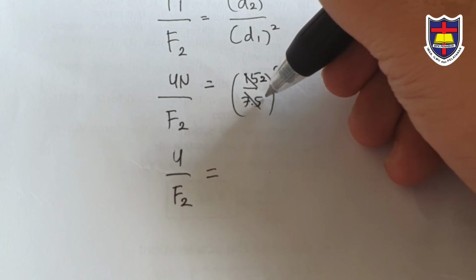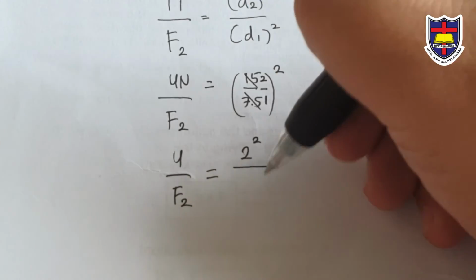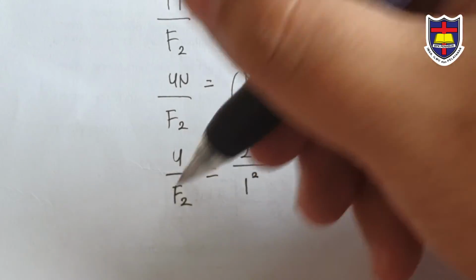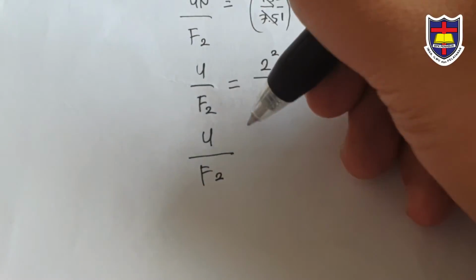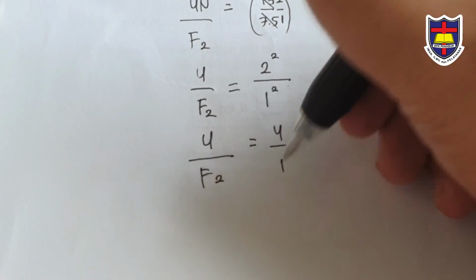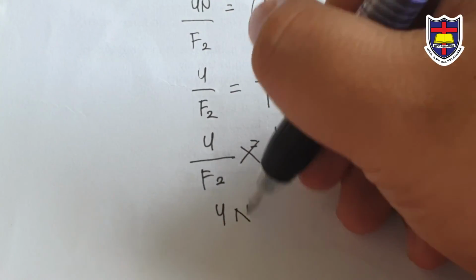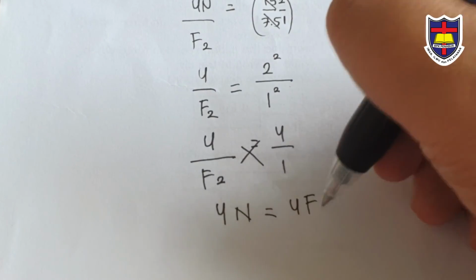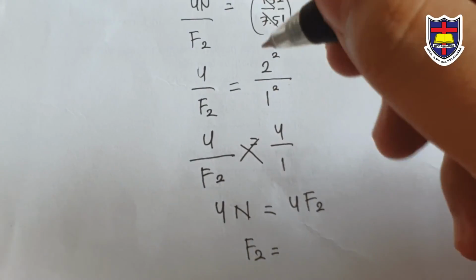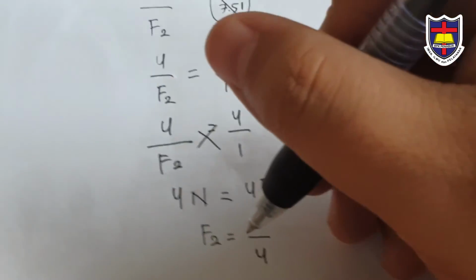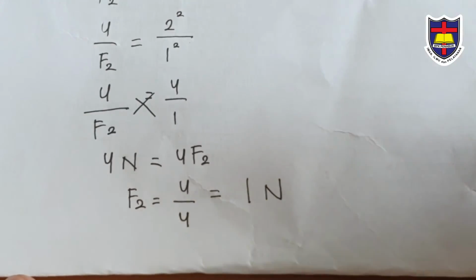We have 2 and this one is 1. So 2 over 1, so 2 squared divided by 1 squared. So we have 4 over F2 equals 4 over 1. We can cross multiply. So we have 4 Newton equals 4 F2. So we have second force is 4 divided by 4 equals 1 Newton.